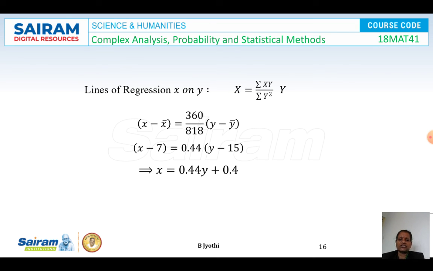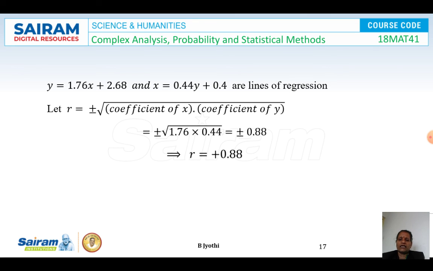Similarly, the regression line x on y is given by x is equal to 0.44y plus 0.4. Next, y is given by this equation and x is given by this equation. These are the lines of regression.